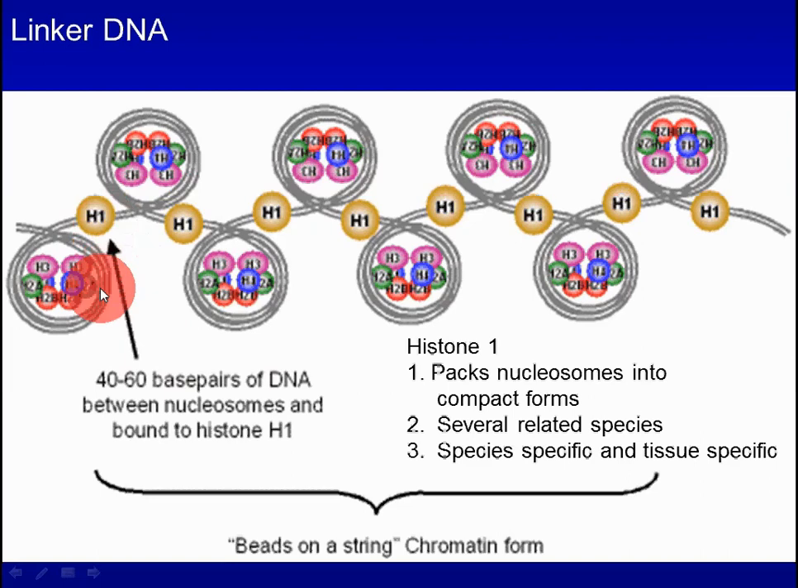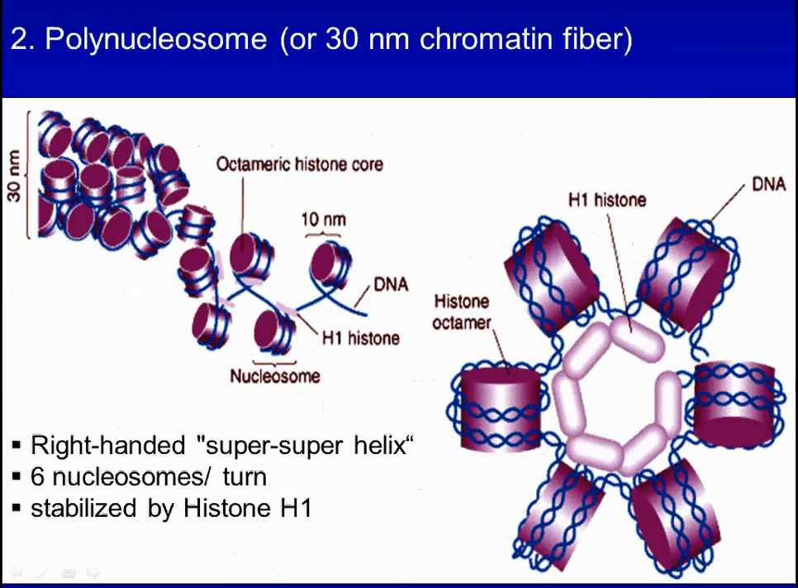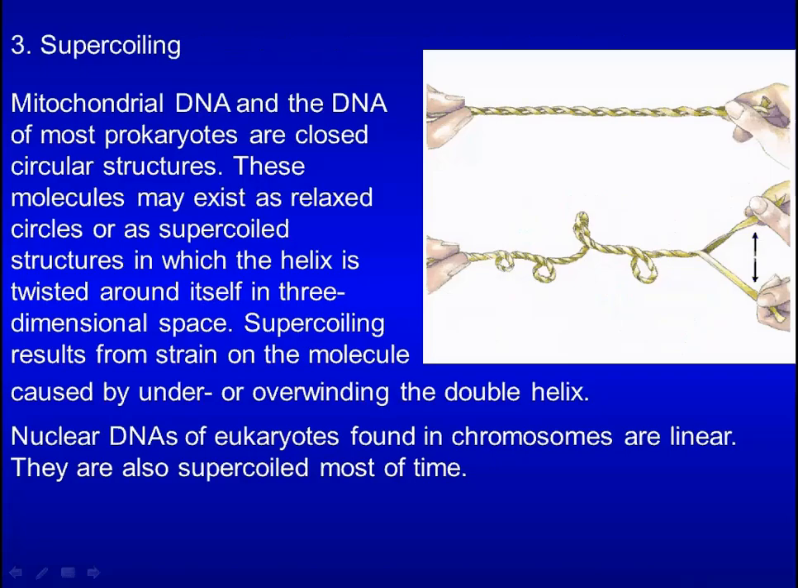Chromatin at this level resembles beads on a string. Nucleosomes are further arranged into a right-handed helix or superhelix stabilized by H1 proteins. Now, the resulting polynucleosome is about 30 nanometers in size.